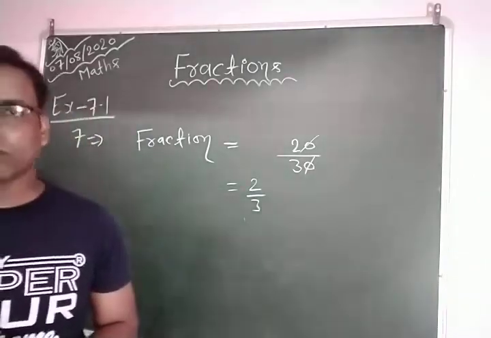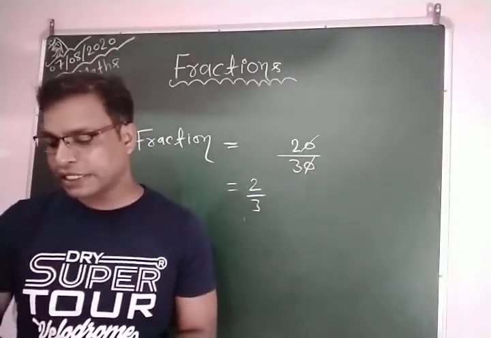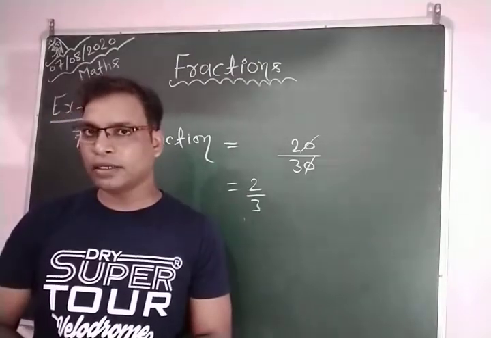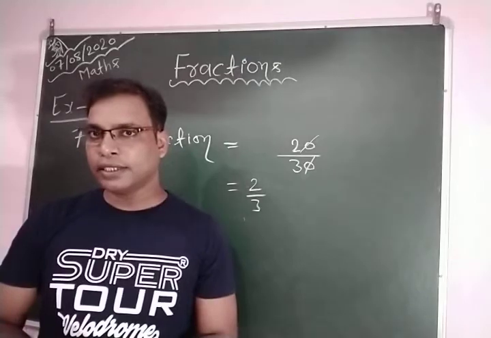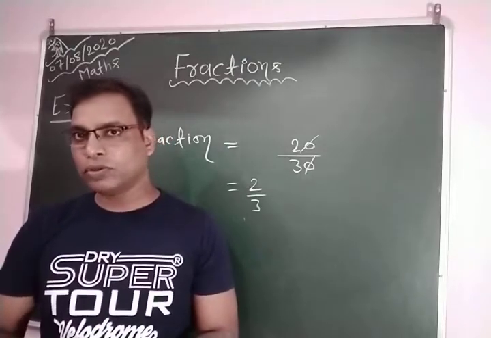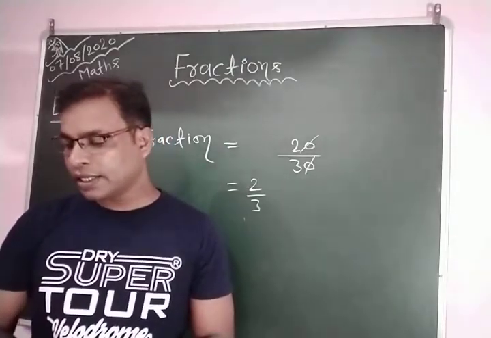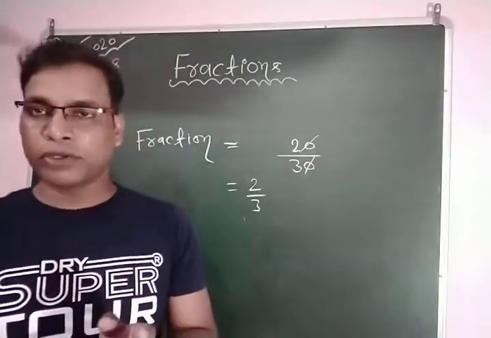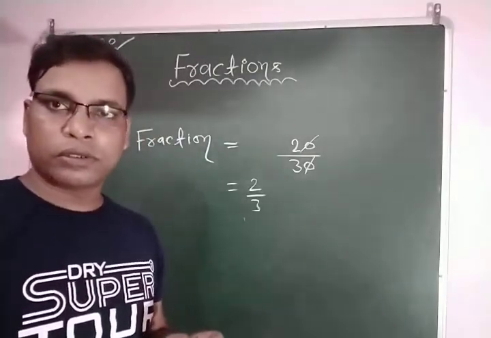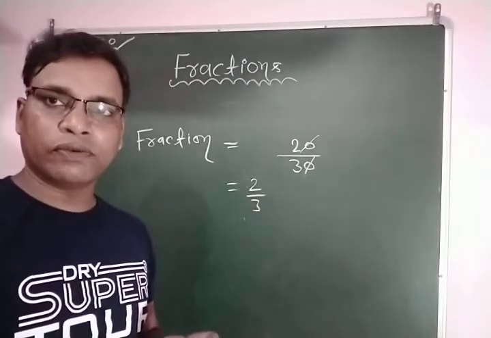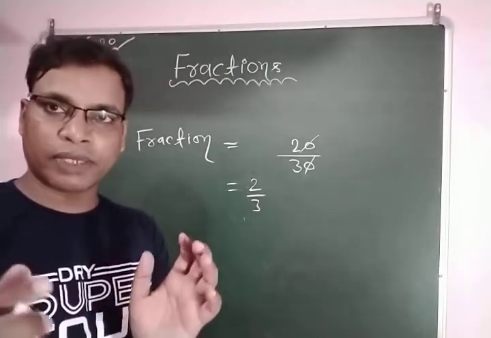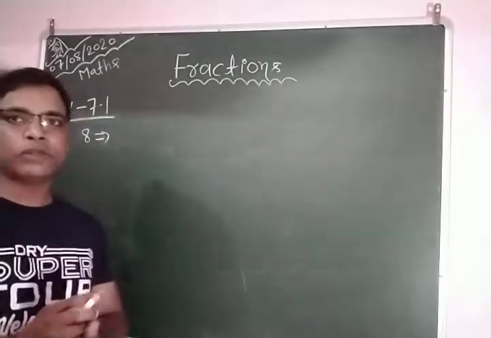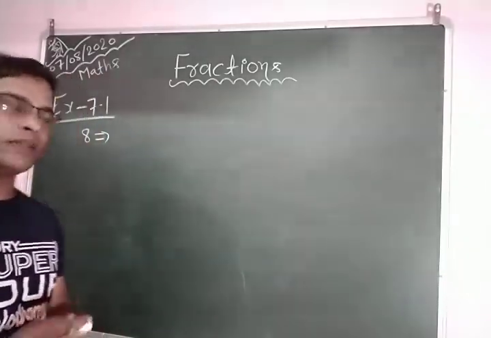Now the next question is: write the natural numbers from 2 to 12, and what fraction of them are prime numbers. So first write the natural numbers from 2 to 12. From this we recognize what the fraction of prime numbers is.